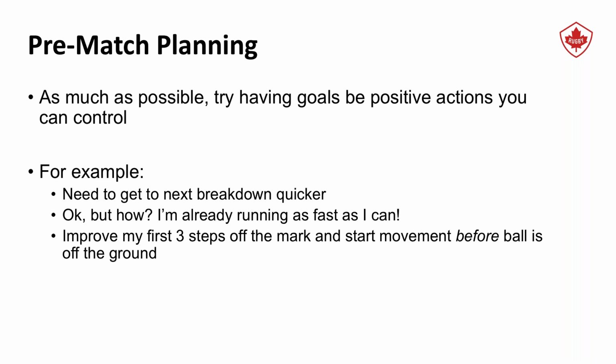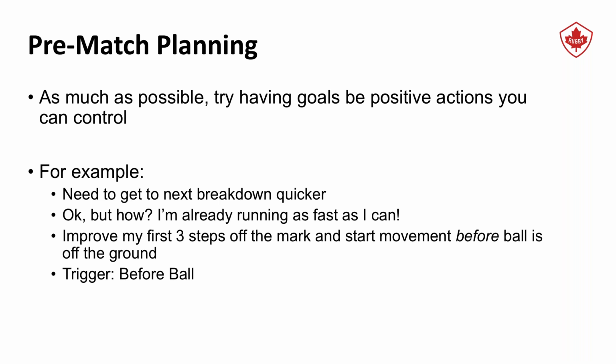I'm going to improve my first 3 steps up off the mark, right? And we can get into, again, week to week, how we do these things. And finally, I'm going to start my movement before the ball is off the ground. I don't mean start sprinting across the field, but what I mean is I know the ball is going right off the base of the ruck. I'm going to start moving to the right before that ball's off the ground, and I get a little bit of a head start, right? So these are the little process pieces I was referring to when I talked about having positive actions that we can control, okay?